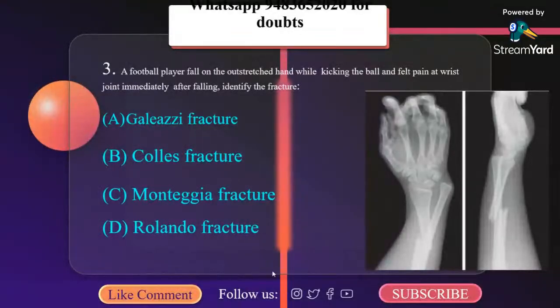Are you able to see the MCQ? Yeah, it's back. Kindly type yes if you are able to see the MCQ.